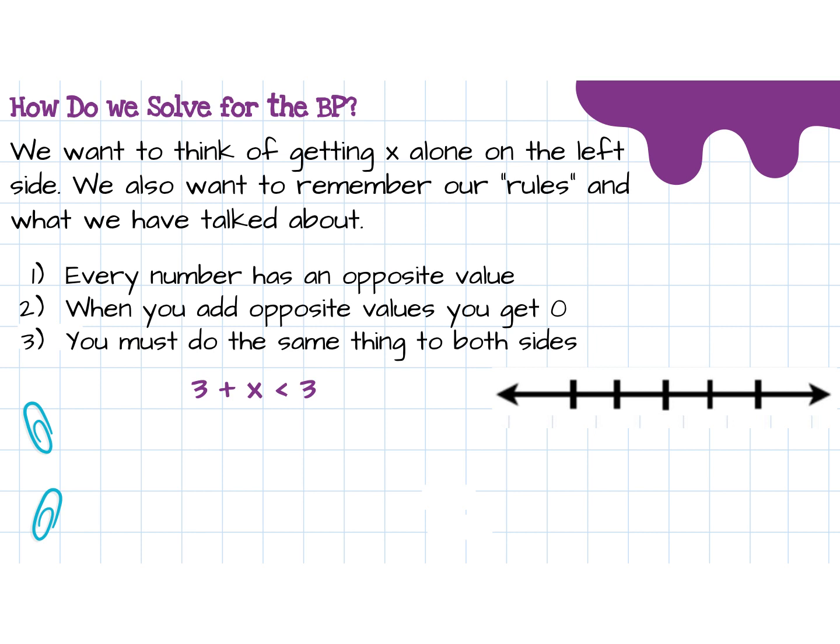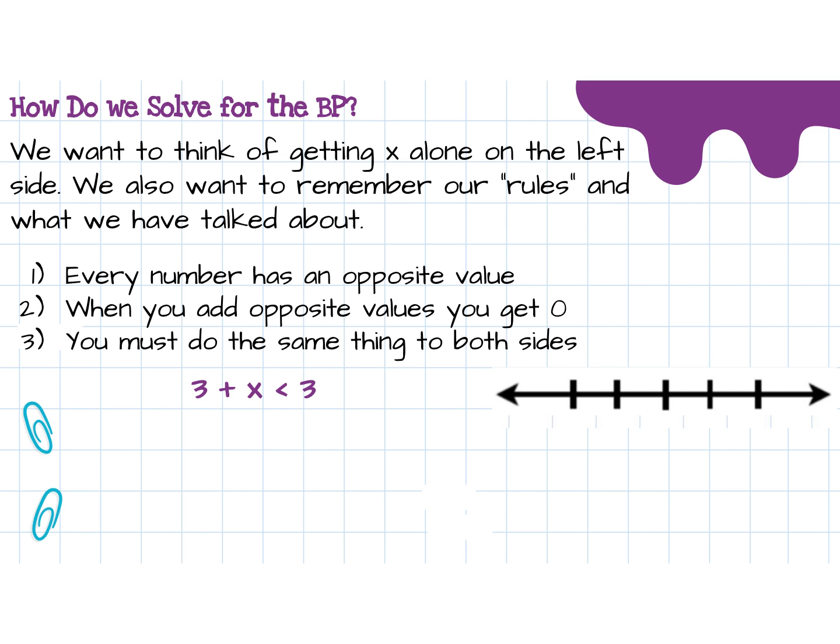And those things right now are, remember, every number has an opposite value. What's the opposite value of 2? It's negative 2. What's the opposite value of negative 10? It's positive 10. So obviously we've talked about that a lot. You need to know that information moving forward.